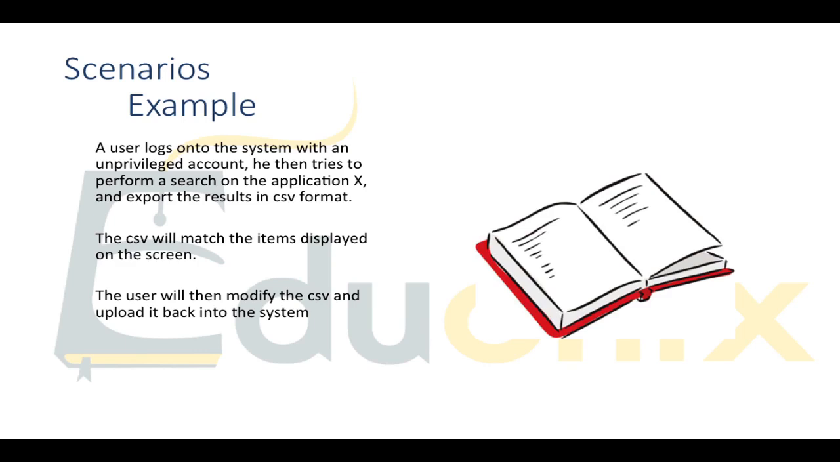So if we work through that and work out which of these particular items in the story require a test. First of all, we've got a user logs onto the system. That will be 1. Do they have an unprivileged account? That will be 2. He then tries to perform a search on the application. That would be 3. The result being displayed would be 4. He then wants to export the result in a CSV format. That will be 5. The CSV will match the items displayed on the screen.